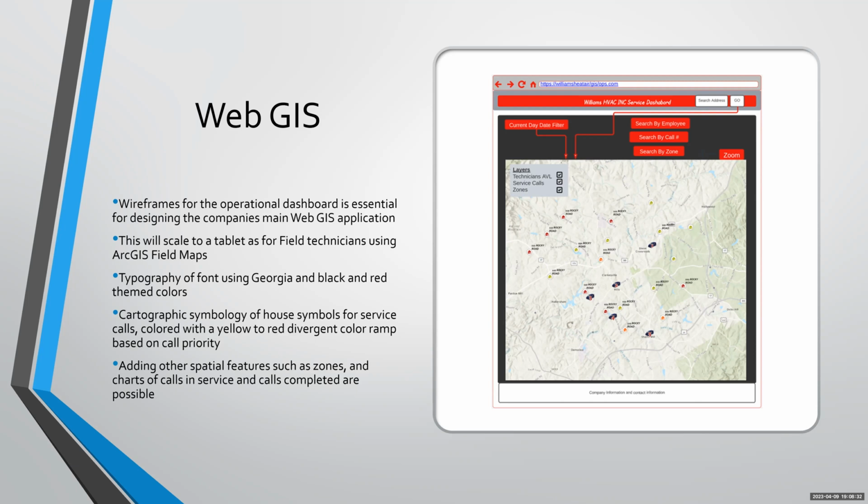But from the office manager's perspective, this WebGIS allows them to search by zone, address, call number, employee number. Makes it very easy and quick to go to a call location and figure out what's going on if they need to update a call, change a call, add a call. And again, the topography here used is mostly Georgia font, and with the searchable features at the top, it makes the office manager's job very easy from an operational standpoint.